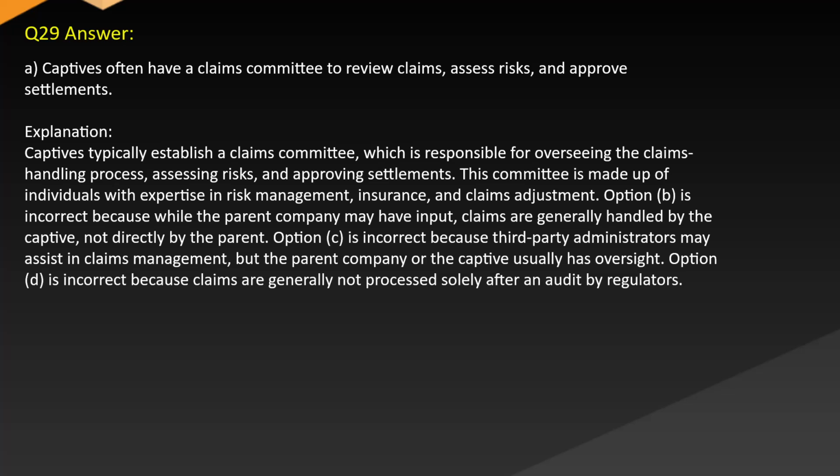Option B is incorrect because while the parent company may have input, claims are generally handled by the captive, not directly by the parent. Option C is incorrect because third-party administrators may assist in claims management, but the parent company or the captive usually has oversight. Option D is incorrect because claims are generally not processed solely after an audit by regulators.